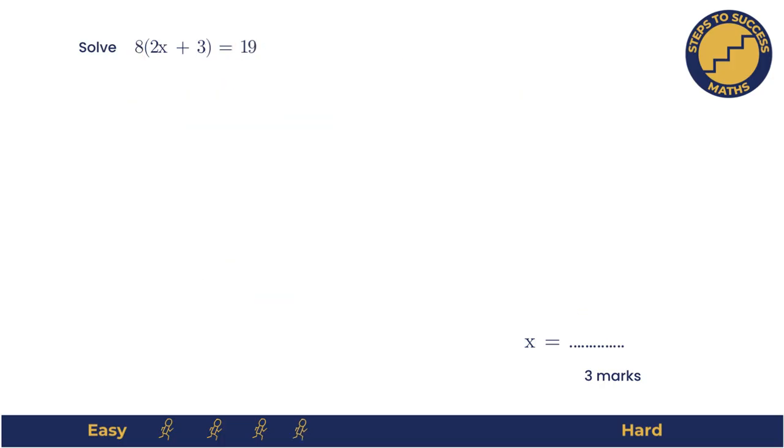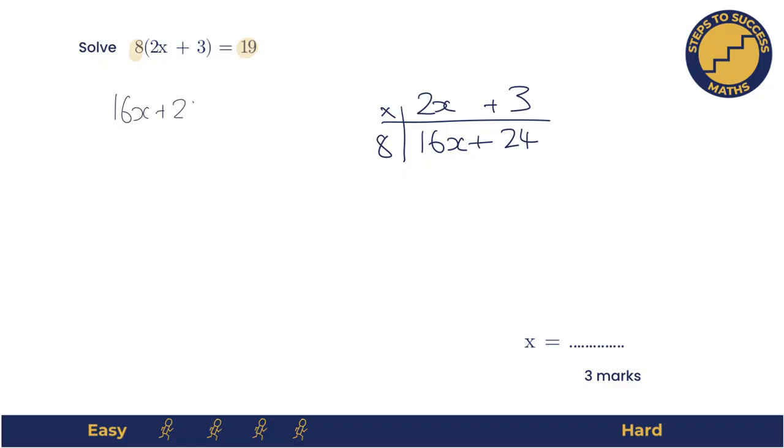8 bracket 2x plus 3 bracket equals 19. Okay, so 8 doesn't go into 19. So we need to multiply out the bracket first. Use our grid. 8, 2x plus 3. 8 times 2x is 16x, and 8 times 3 is 24. So then we've got 16x plus 24, and that's equal to 19.